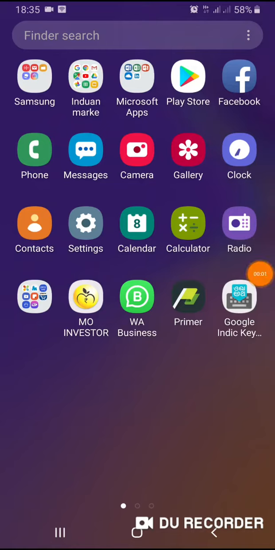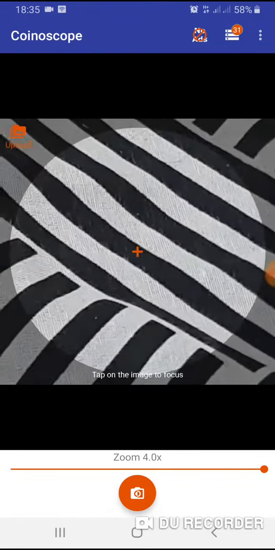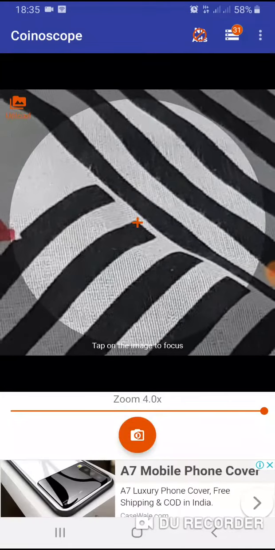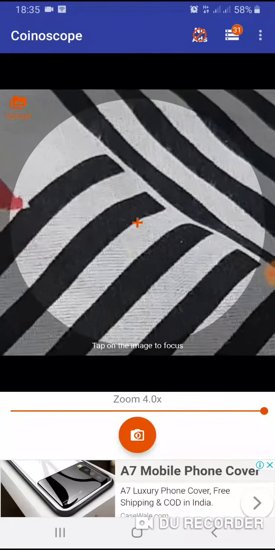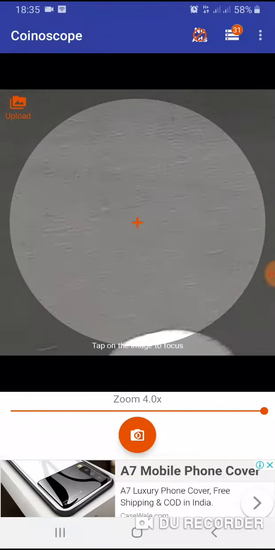Hello, let us see how to identify coins using Coinoscope. There is a software called Coinoscope. Coinoscope is an interesting software that can identify most of the coins. I have got two coins. Let us see whether we can identify that.